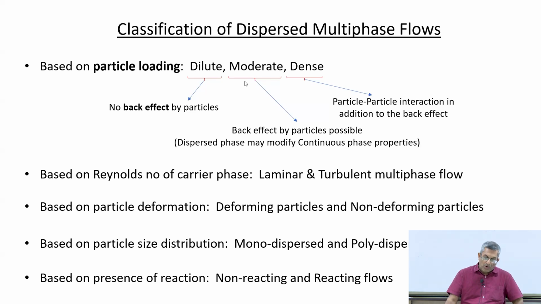Then we can have moderate loading where the back effect by particles is possible. Basically in this case the dispersed phase modifies the continuous phase properties. Then in case of dense loading, in addition to this back effect from the particles, we can have effects due to particle-particle interaction. This means that the loading is so high that the particles interact with each other. For example, they collide with each other, and this itself influences the carrier phase.